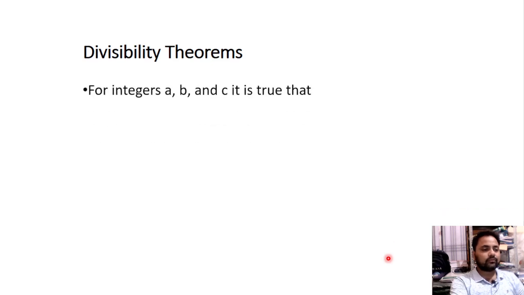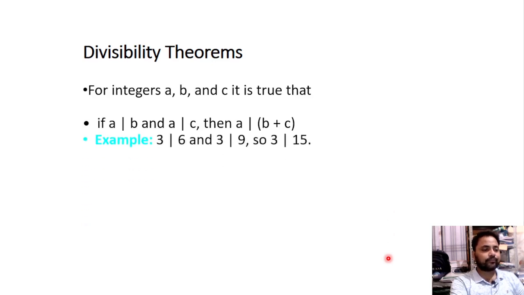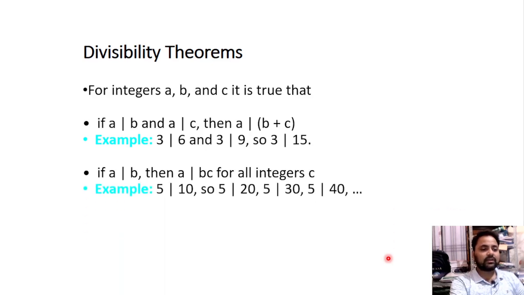The divisibility theorem for integers a, b and c: it is true that if a divides b and a divides c, then a divides b plus c. For example, if 3 divides 6 and 3 divides 9, then 3 must divide 15. If a divides b, then a divides bc for all integers c. For example, 5 divides 10, so 5 divides 20, 30, 40, etc.